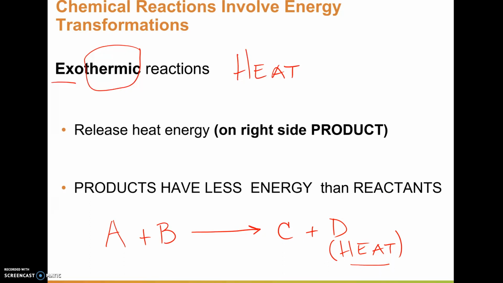We also, related to this, say that the products have less energy than the reactants. So the remainder of the product, C, has less energy than A and B do combined. Exo, think about exit, think about leaving. And so heat is leaving this reaction. That is exothermic. I'm going to show you something else about remembering how products have less energy later.